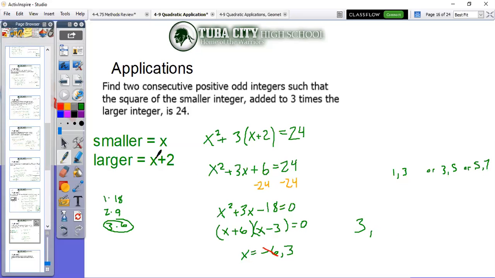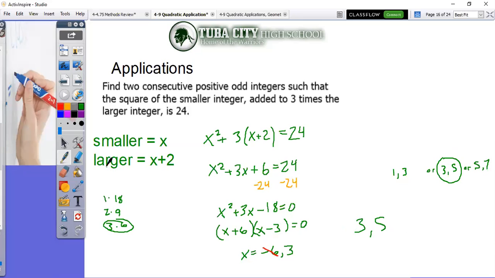So 3 is the smaller number, and to get the larger number, we simply add 2 to it, and we get 5. And it looks like we actually got it right here. Just by making a list, we were able to, well, we weren't really trying to get the answer at this point. I was just trying to show you what consecutive meant. But it looks like it works out. So 3 and 5 are the numbers we are looking for.